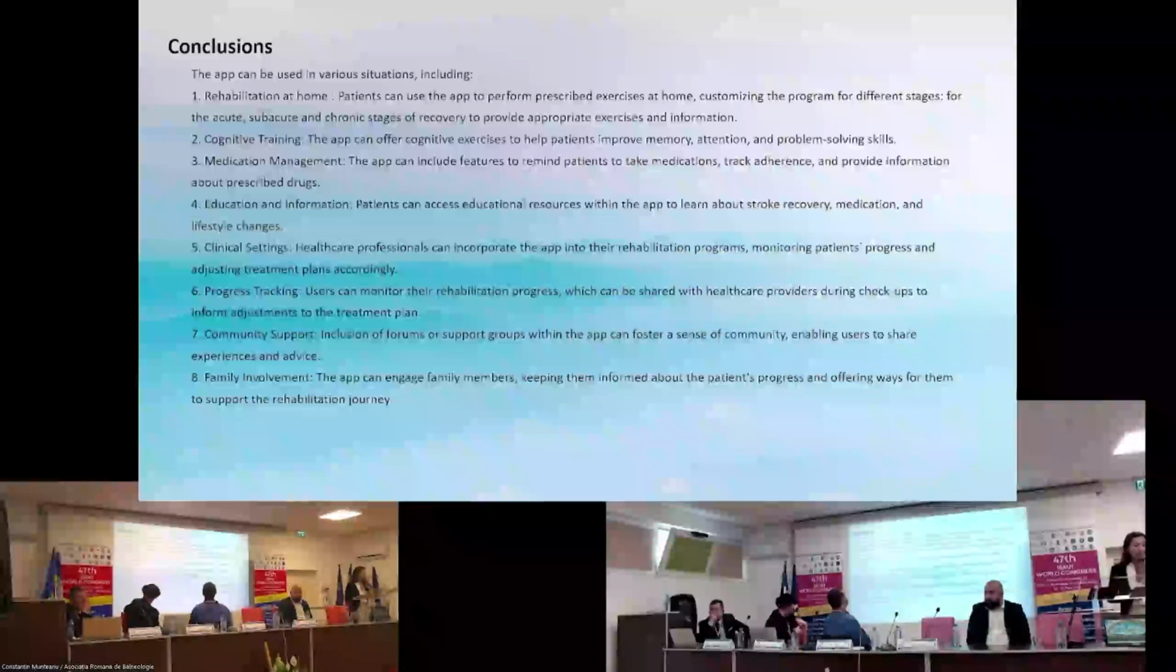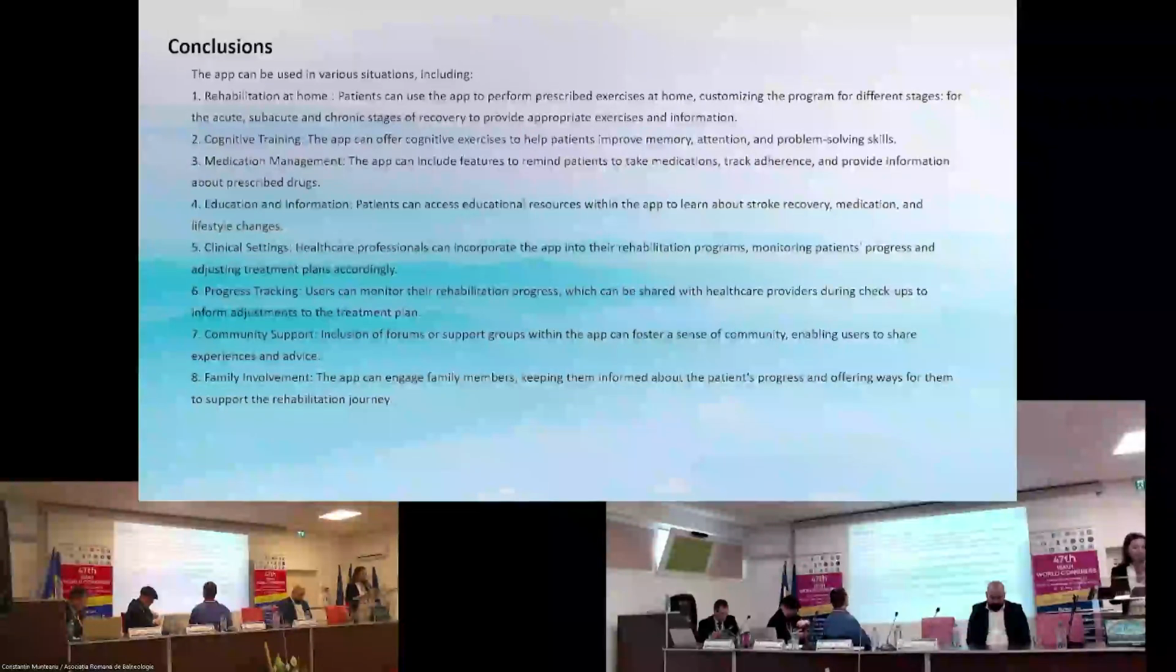Patients can use this app to perform prescribed exercise at home. Or the app can offer cognitive exercise to help patients improve memory and attention. The app can include features to remind patients to take medication. Patients can access educational resources within the app to learn about stroke and lifestyle changes. Healthcare professionals can incorporate this app into their rehabilitation programs, monitoring these patients' progress and adjusting treatment accordingly.